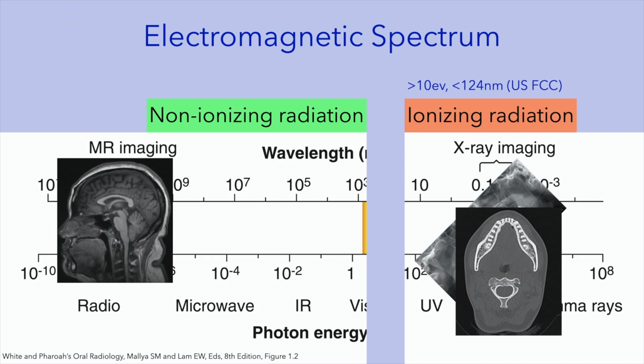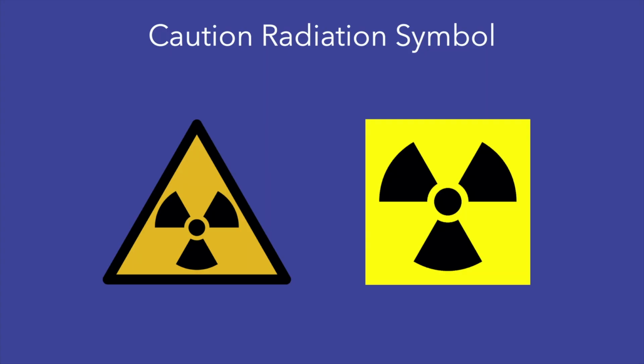In contrast, magnetic resonance imaging, another diagnostic imaging modality, uses electromagnetic radiation at the non-ionizing end of the spectrum. This makes magnetic resonance imaging much safer for our patients than X-ray based imaging. This caution radiation symbol is used to identify locations where radiation hazards exist. These include dental offices, where X-ray machines are located.